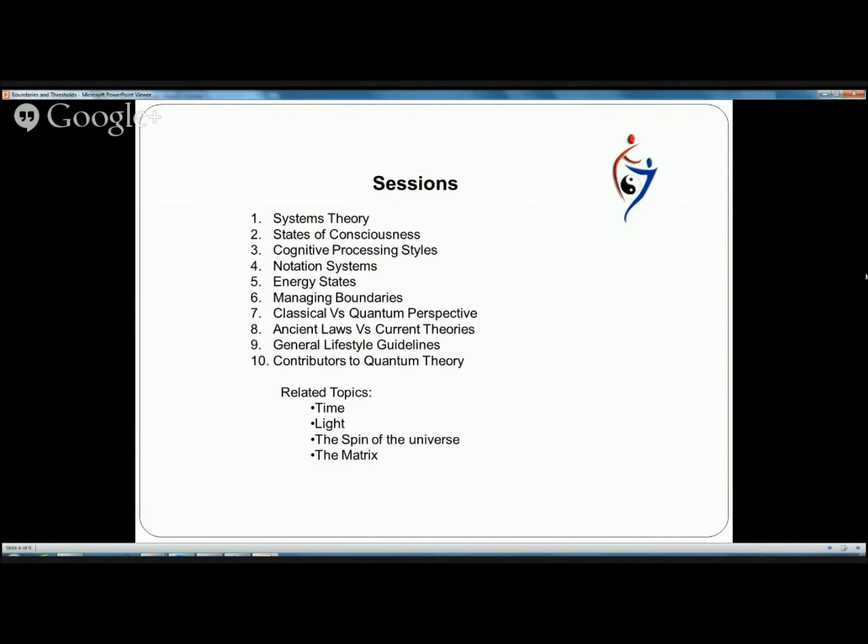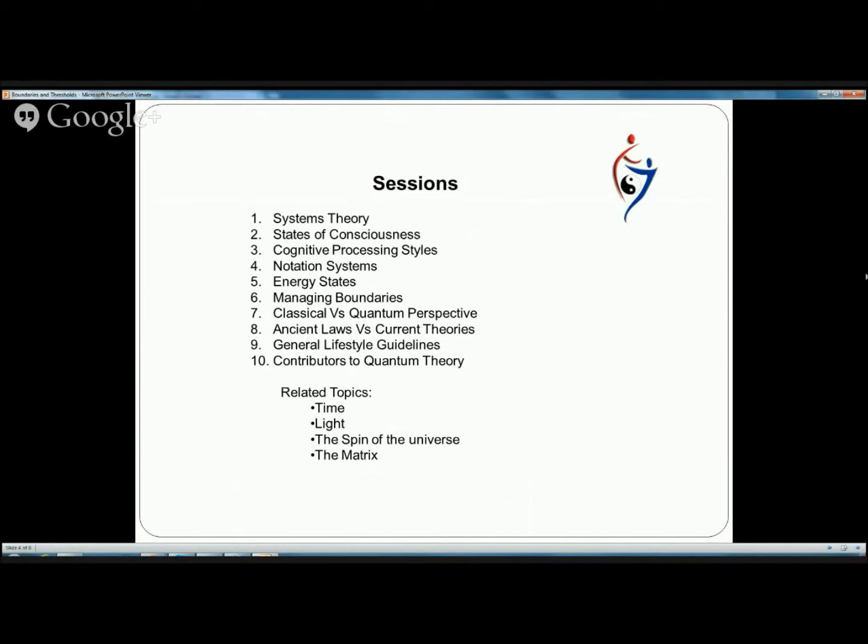And then to wrap it up, we're going to look at some of the key contributors who have offered a lot of understanding for quantum. They've introduced it and where that is going. And the topics related to that: there's been a change in how we view time. Time is viewed differently now.